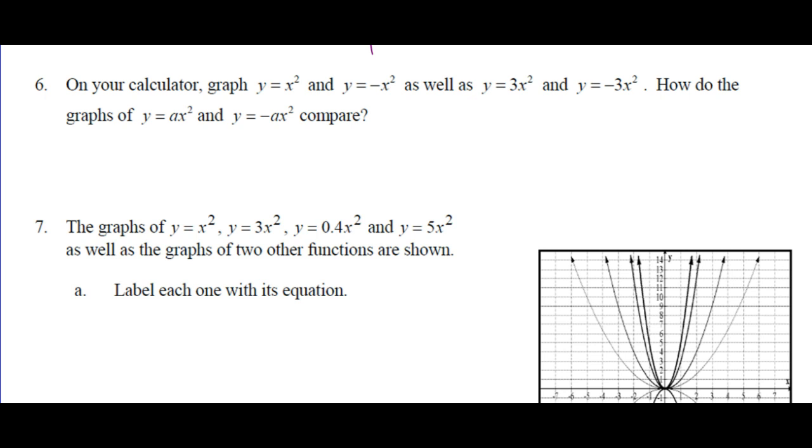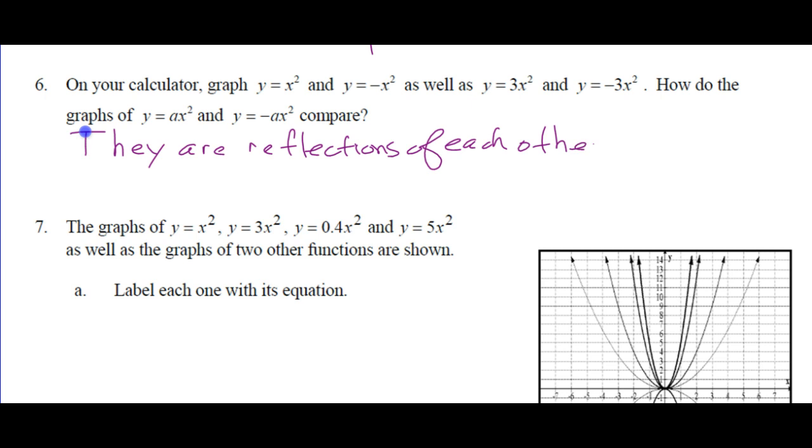How do the graphs of ax squared and negative ax squared compare? Reflected where? Reflected on the x-axis. So it's a reflection on the x-axis. The graph which is a negative, so they are reflections of each other on the x-axis.